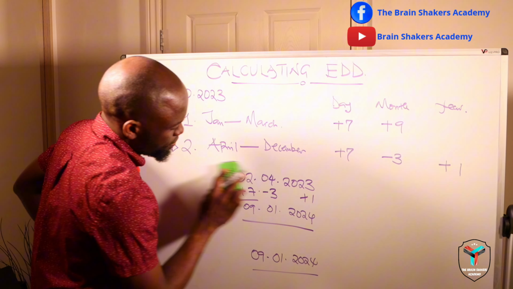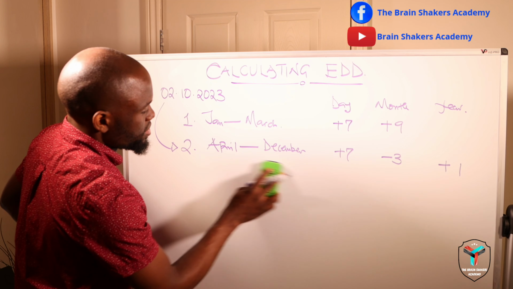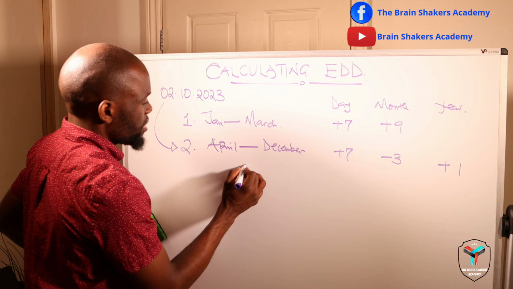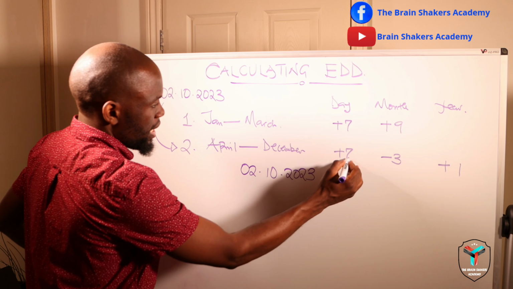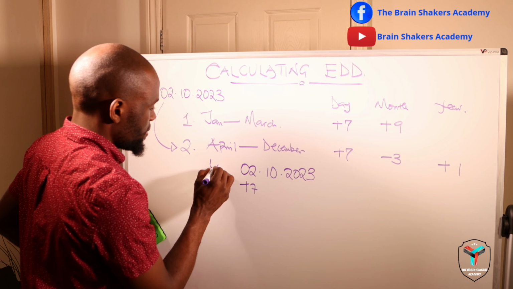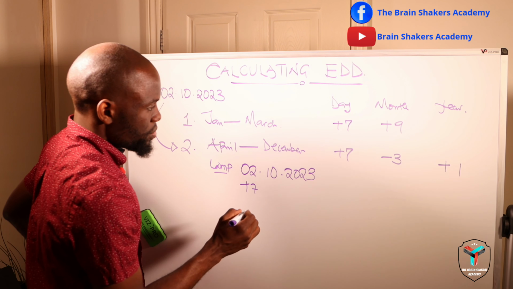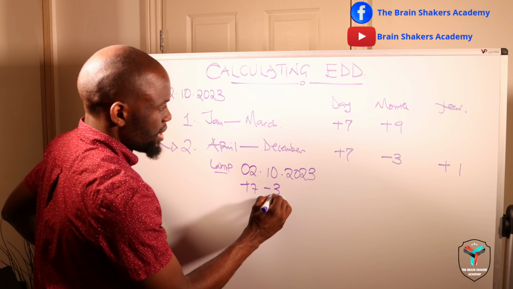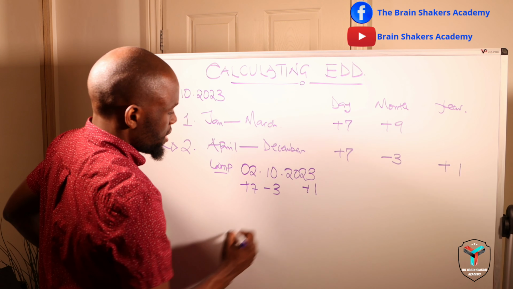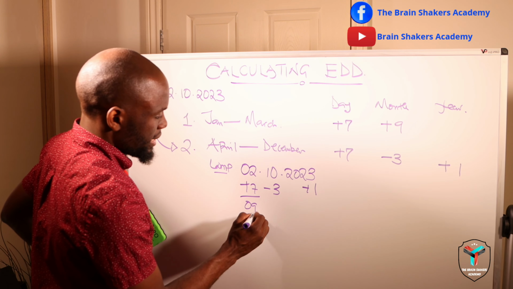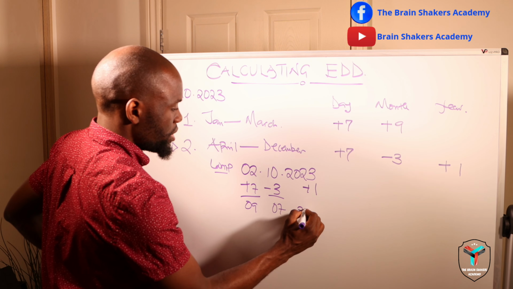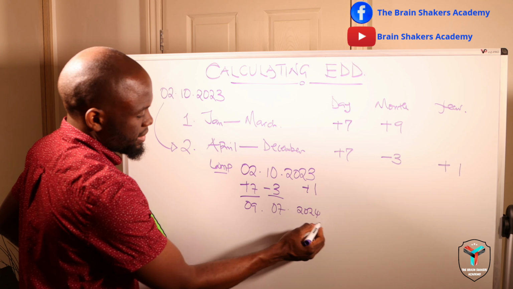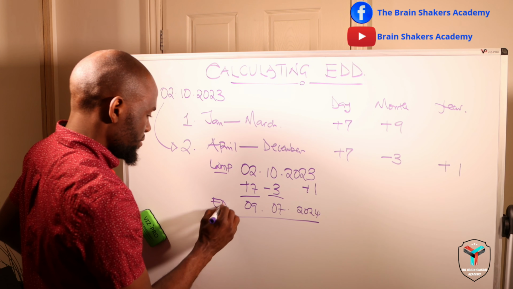Let's use the 2nd of October as our LMP now and use the second formula and see what it is going to give us. So we're going to have 2nd of October, which is going to be 2023, and we say plus a 7 here. So this is our LNMP, which is last normal menstrual period, and then we're going to deduct 3 here, and then we're going to add 1 year to this. So this is going to give us 9 here, this is going to give us a 7 here, and this is going to give us a 2024. That means that this woman is going to have her EDD on the 9th of July 2024.